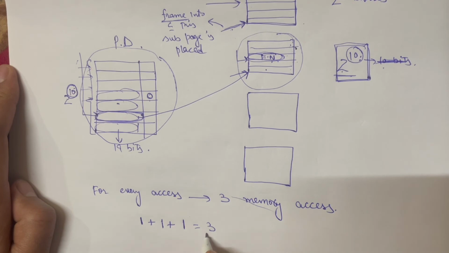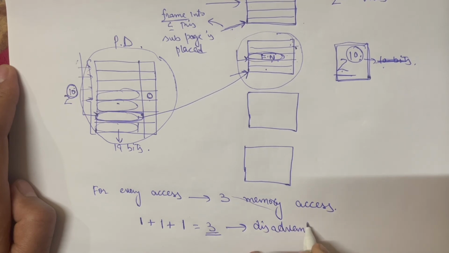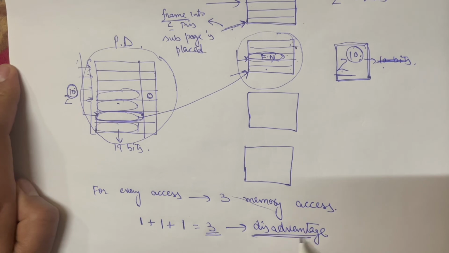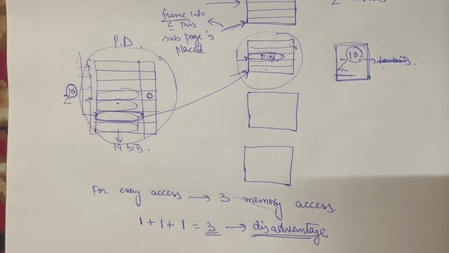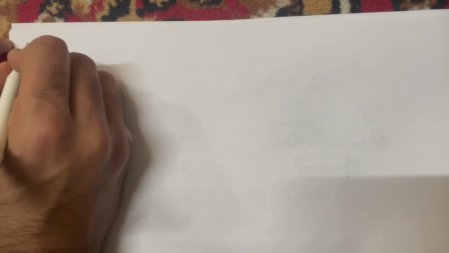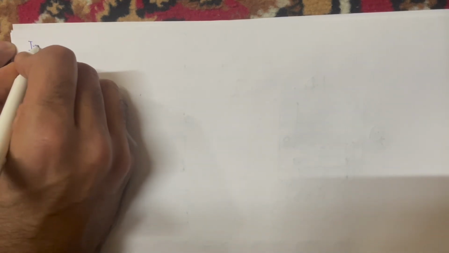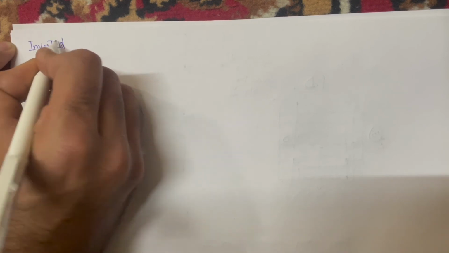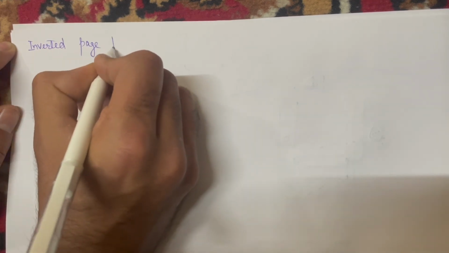So the total memory accesses will be 3, and that will be our disadvantage, and this particular scheme will decrease our performance. Okay, so this was about the multi-level page table. Now there is another type of page tables which are called inverted page table. So we have an inverted page table.